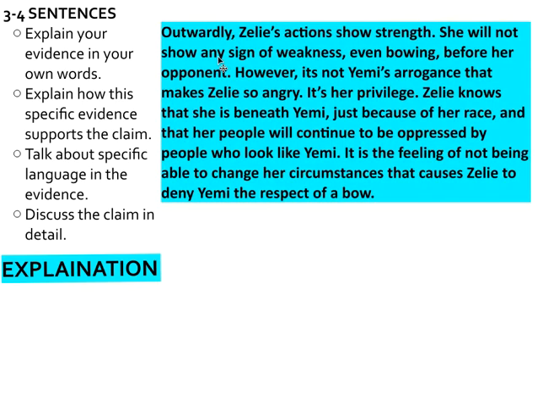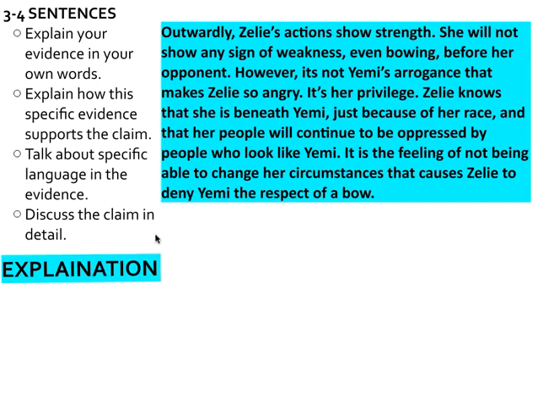Outwardly, Zaylee's actions show strength. She will not show any sign of weakness, even bowing before her opponent. However, it's not Yemi's arrogance that makes Zaylee so angry, it's her privilege. Zaylee knows that she is beneath Yemi just because of her race, and that her people will continue to be oppressed by people who look like Yemi. It is the feeling of not being able to change her circumstances that causes Zaylee to deny Yemi the respect of a bow.